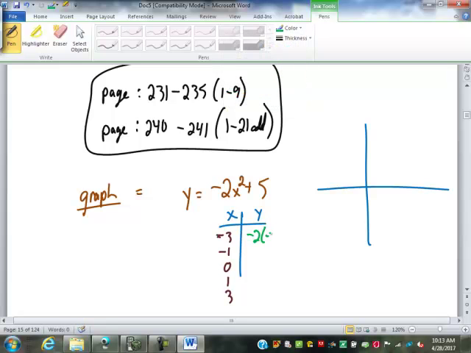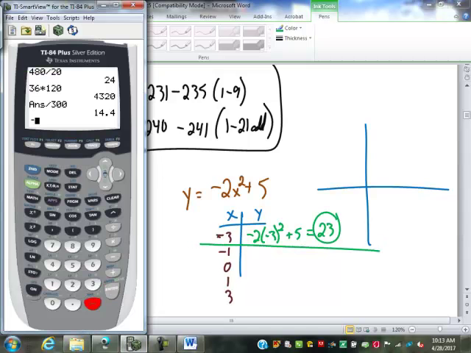So this is negative 2 times negative 3 squared plus 5. I have several students that will come up with 23 for that, because they'll punch it in their calculator like this. Negative 2 times negative 3 squared plus 5. Comes up 23. What did I do wrong? The exponent, that should have been negative 3 in parentheses. And then squared plus 5. It's actually a negative 13. So be very careful with that.